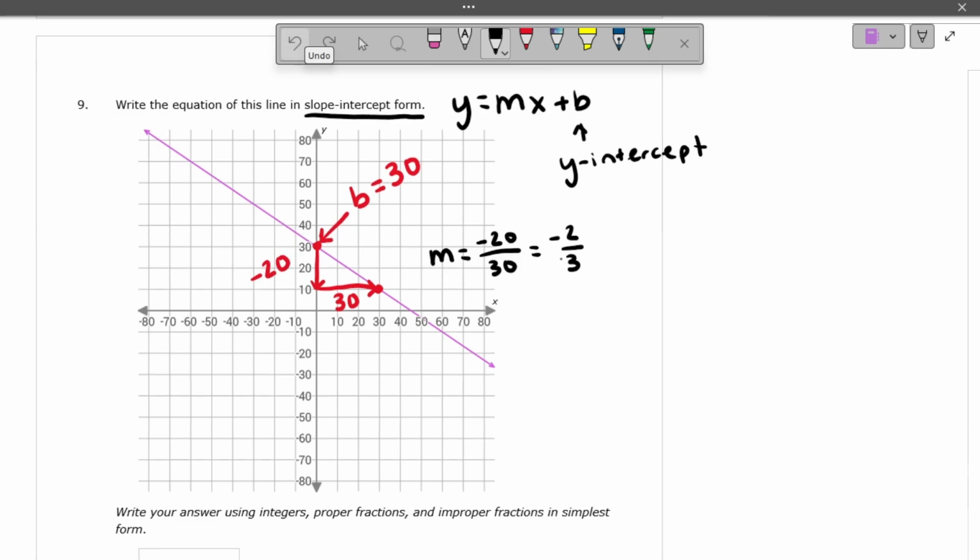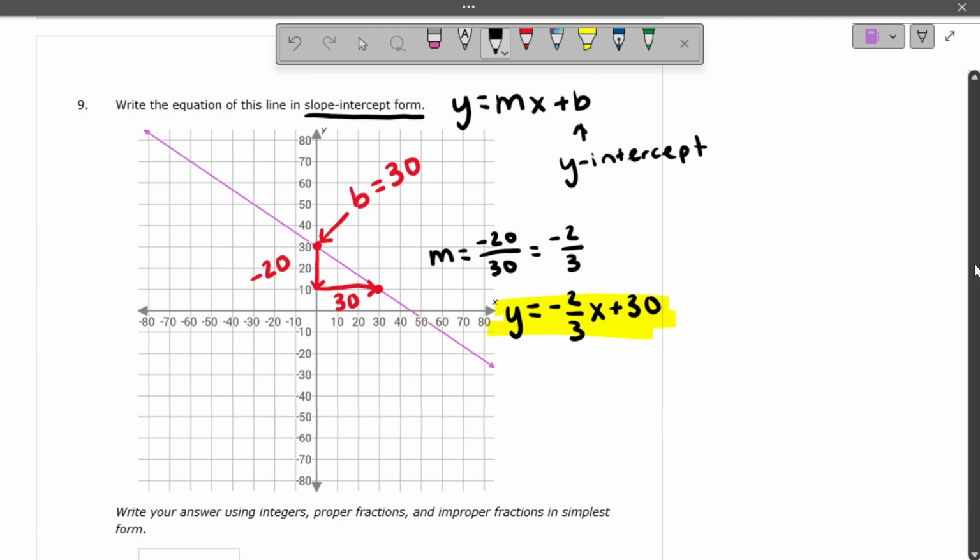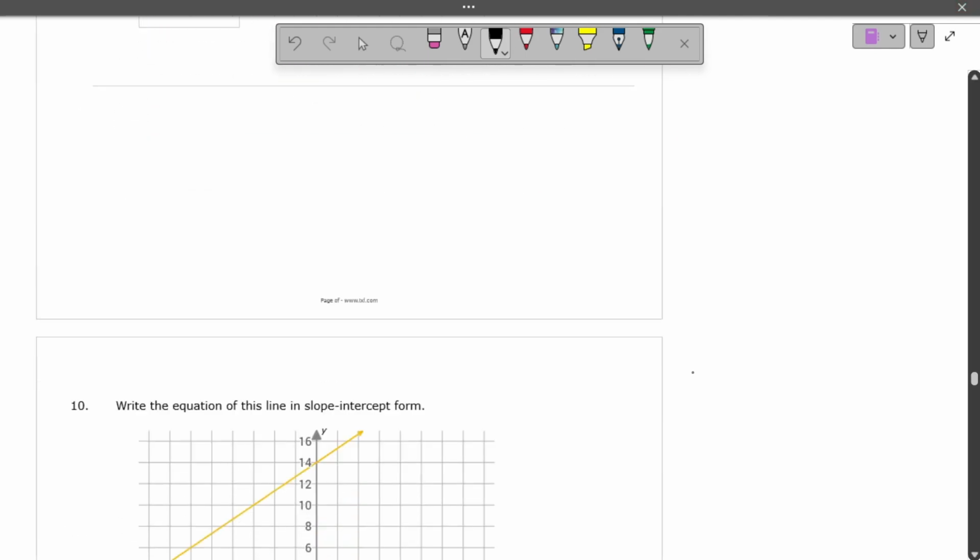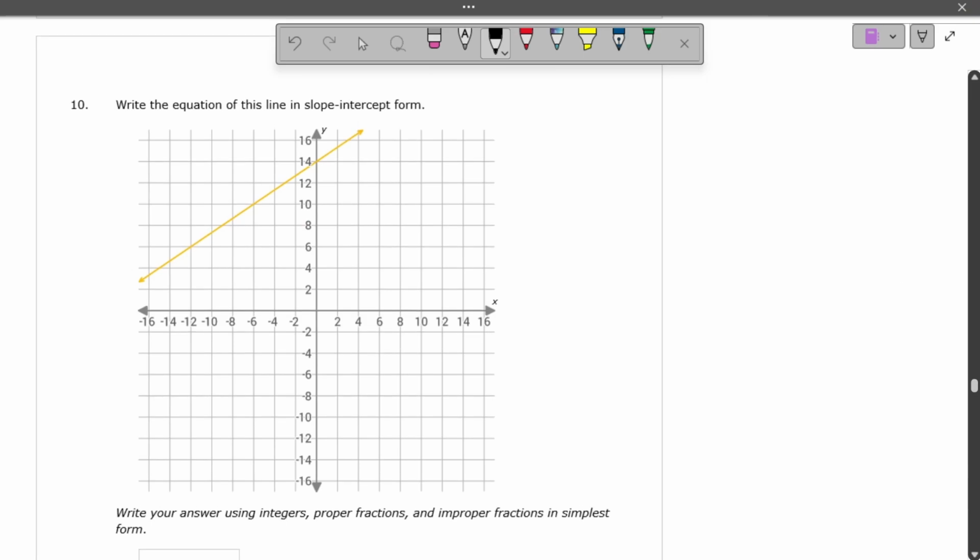Right, now that we know that our slope is negative 2 over 3 and our y-intercept is 30, we can plug all of that into our equation. y equals m, which is negative 2 over 3, x plus b, which is a positive 30. And that is our answer to number 9. So let's scroll down to number 10. Write the equation of this line in slope-intercept form once again.